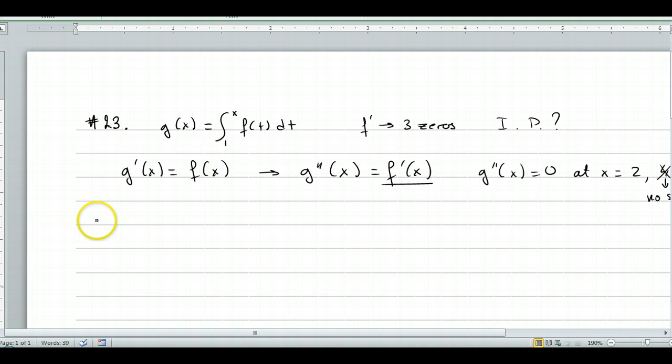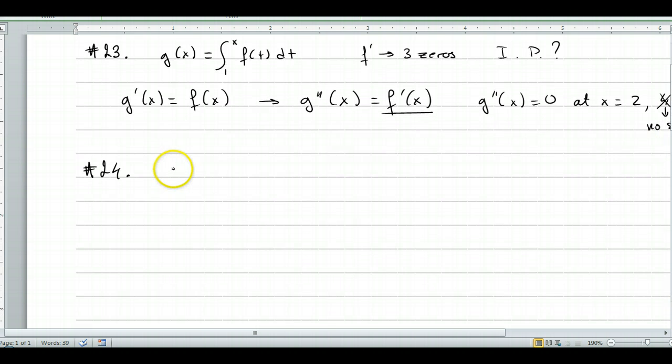Okay, 24. F is a continuous function on the closed interval AB. Which of the following statements are not necessarily true? F has a minimum and f has a maximum. Well, we know this is true no matter what f is. If it is continuous on a closed interval, it will have an absolute max and an absolute min. This is one of the early theorems we looked at this year.